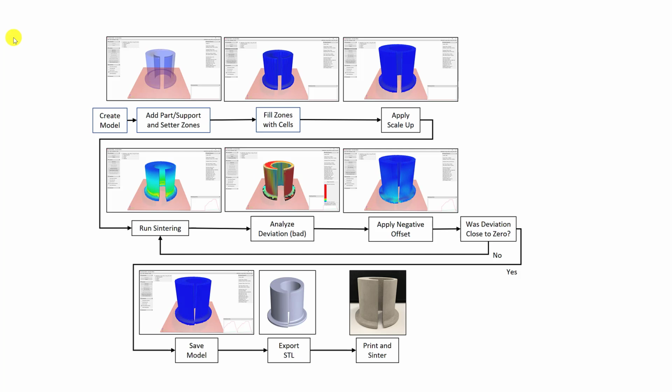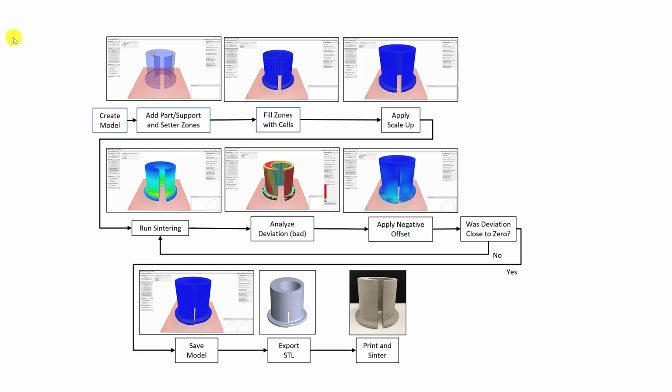On the top left, we have a new model where I've added a part zone, which is the blue shape. This represents the shape of my CAD part. No scaling, nothing. It's just what I bring into the sintering environment in order to simulate how this is going to shrink and deform.